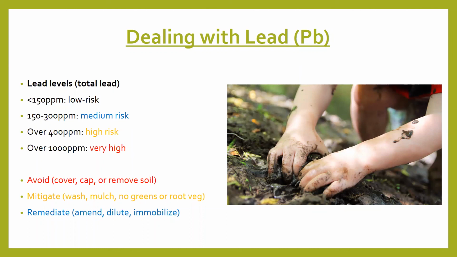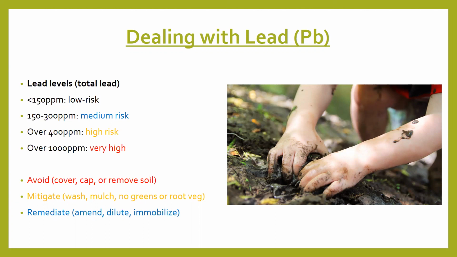As you start to get up over 400, though, now it becomes high risk. Here in the city, generally speaking, over 400, the recommendation is to either cap and cover the soil, use a raised bed, or do some serious work to amend it. And then over 1,000 parts per million is very high. Over 400 is where you really, really start to worry about kids being exposed to the soil.